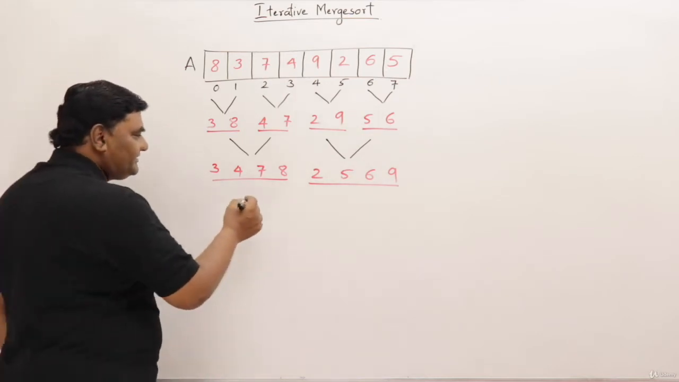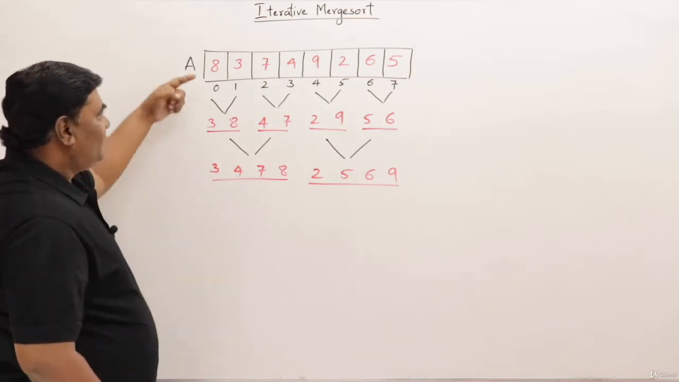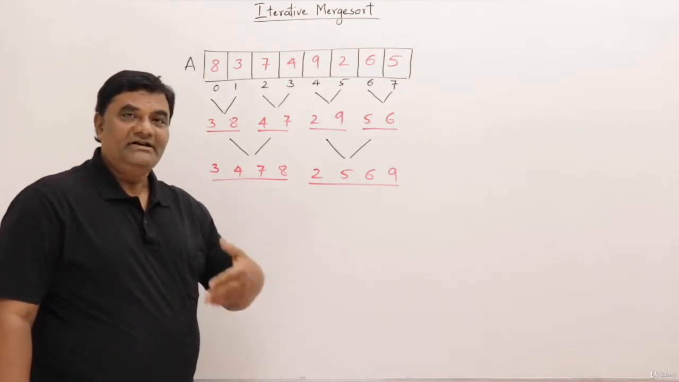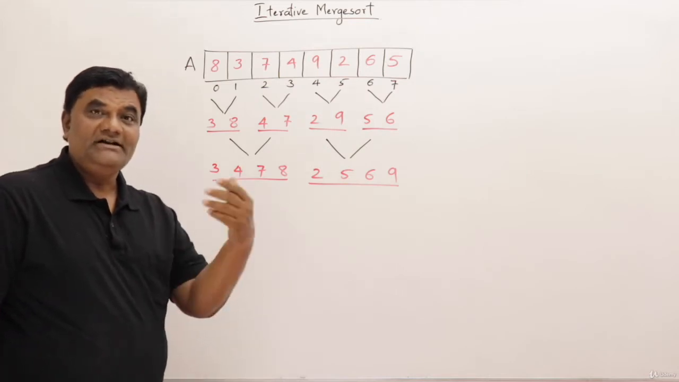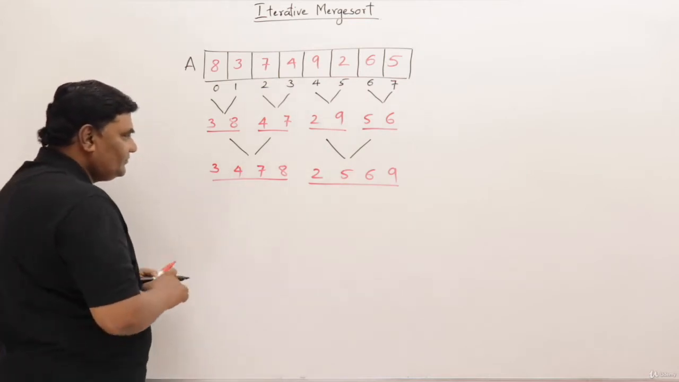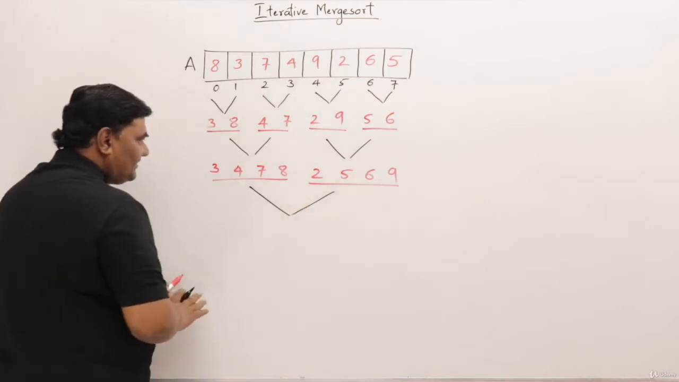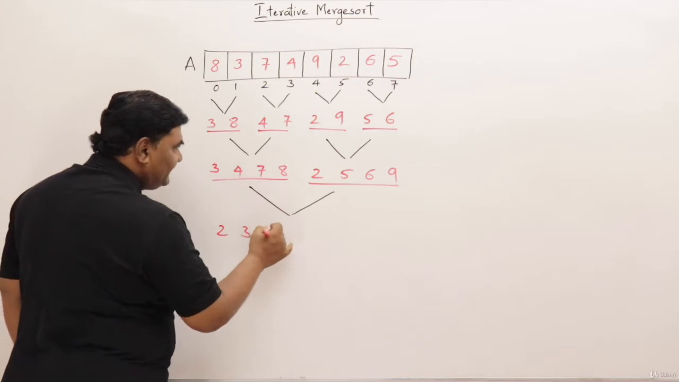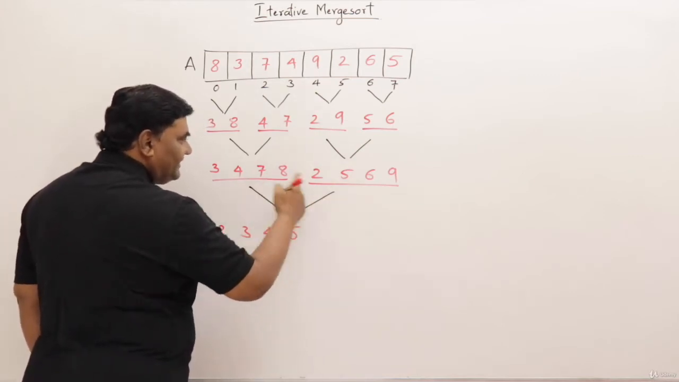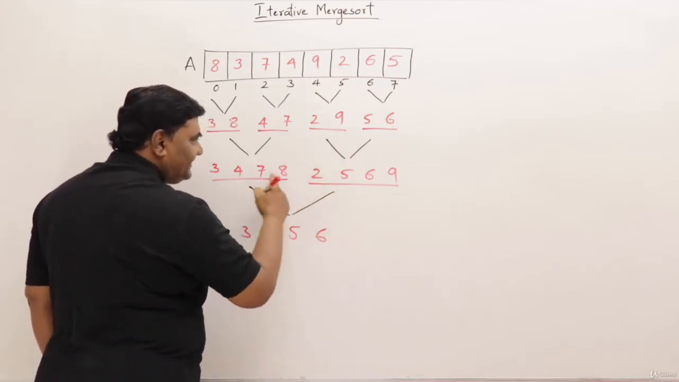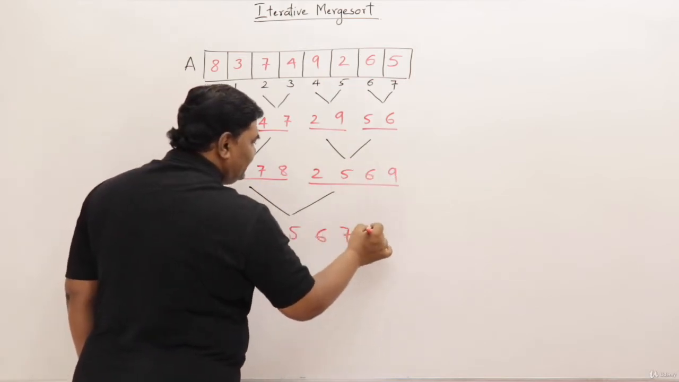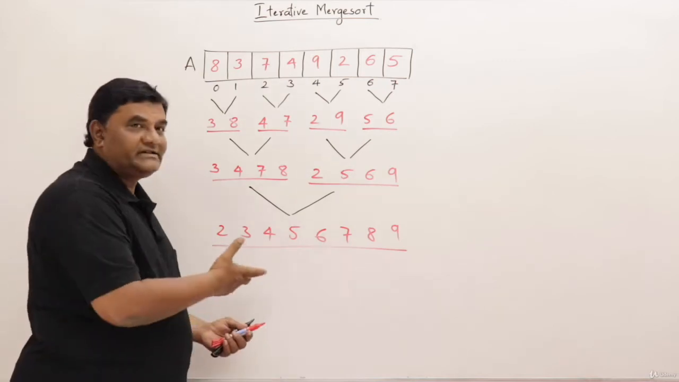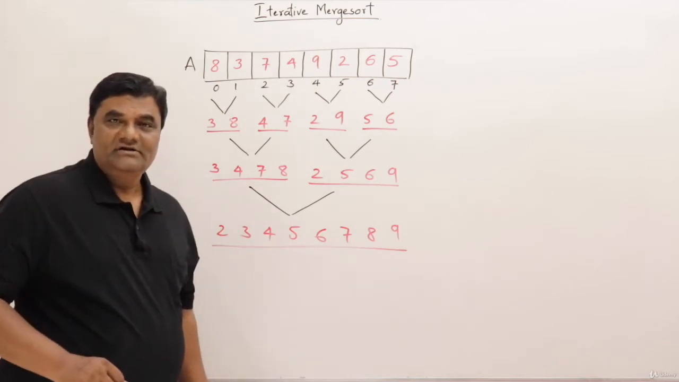Now we have to merge these. Size was 1 element, size was 2 elements, now size is 4 elements. So size is getting multiplied by 2. The size of the list is growing by 2. Now we have to merge these 2. 2 is smaller, then 3 is next, then 4 is next, then 5. Then compare these 2, so 6 comes next. Then compare these 2, 7 comes next. Then 8 comes, then 9. That's all. This is sorted. So this is how the iterative version works.